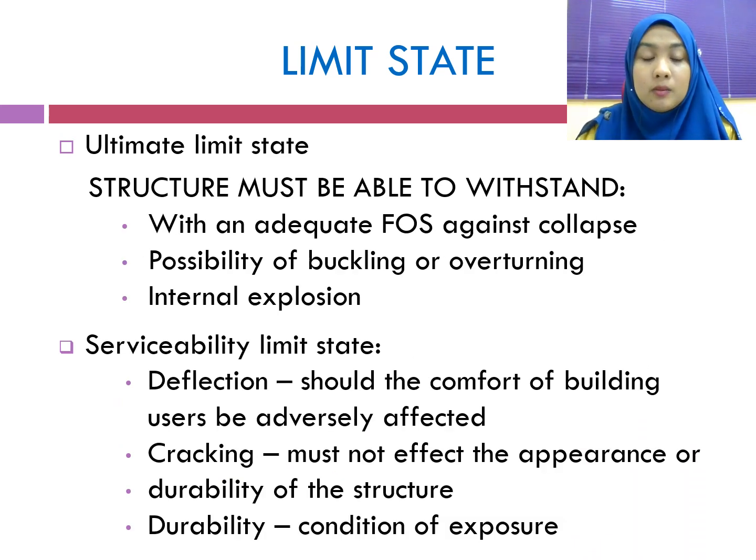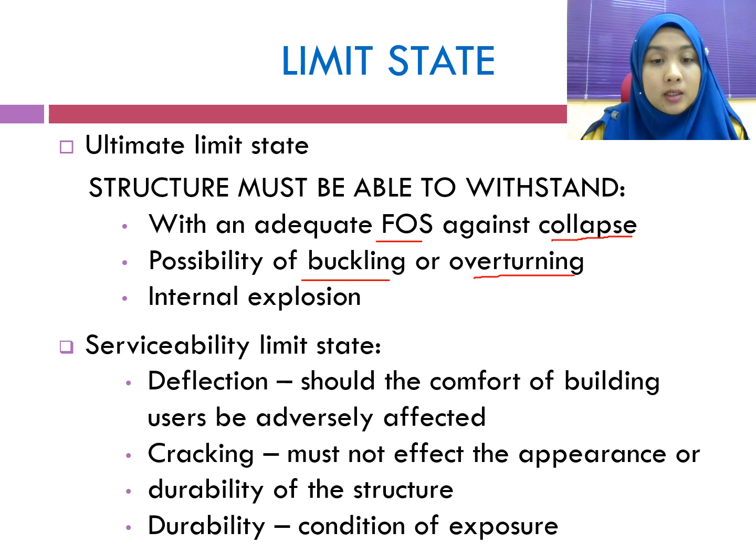So what is ultimate limit state? At ultimate limit state, the structure must be able to withstand, with an adequate factor of safety, the first one is collapse. Even at the ultimate limit state, the structure should not collapse, buckle or overturn, and also internal explosion. So it means even though we are designing the structure at ultimate limit state, it must be able to withstand collapse, buckling, overturning or explosion.